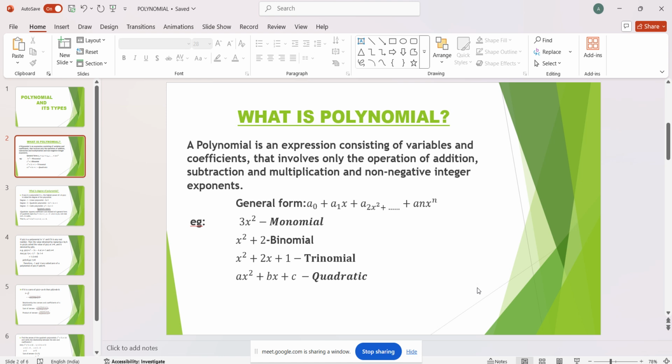So first, monomial, only one term. Second, binomial, two terms. Trinomial, three terms. And another one, quadratic. That also has three terms: x square with one coefficient, x with one coefficient, and a constant. That is called a quadratic polynomial.